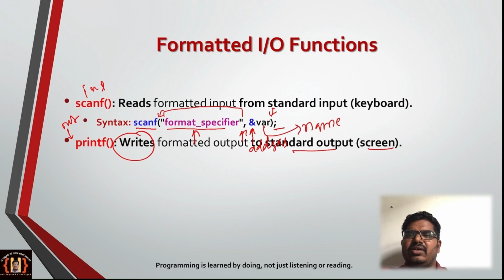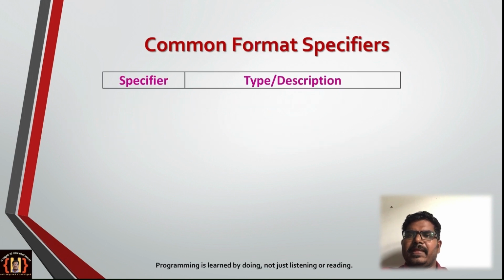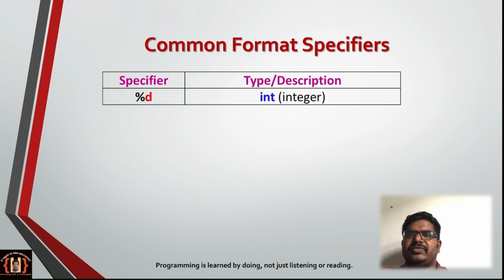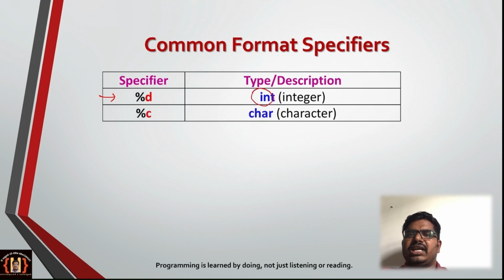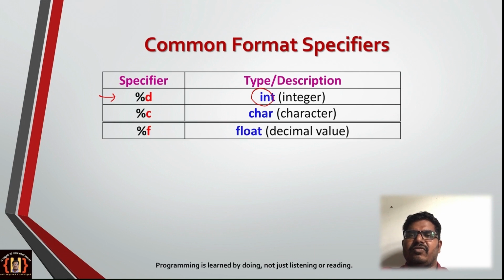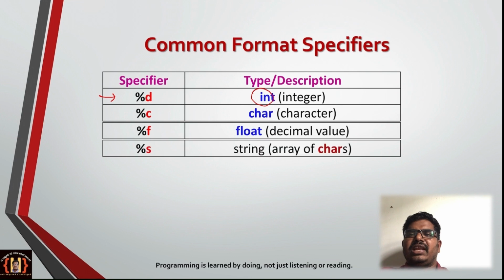Let's see in detail how this is working. Here I have just now mentioned format specifier. These are the common format specifiers, which we have already used. %d is basically used for integer type variables. Second is %c, used for character type variables, and %f is for floating type, and %s is for array of characters.